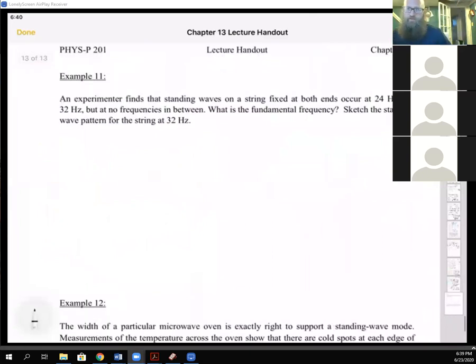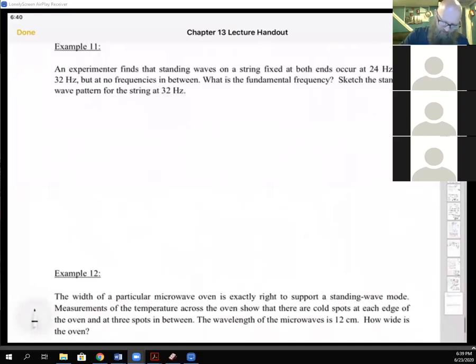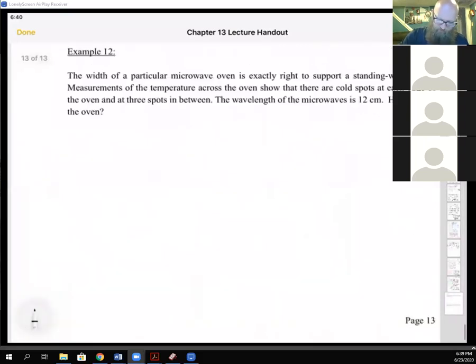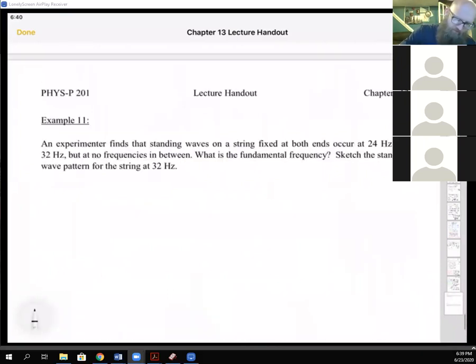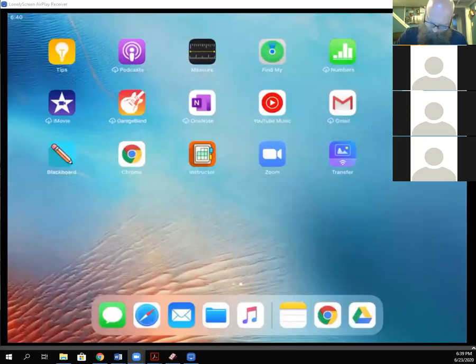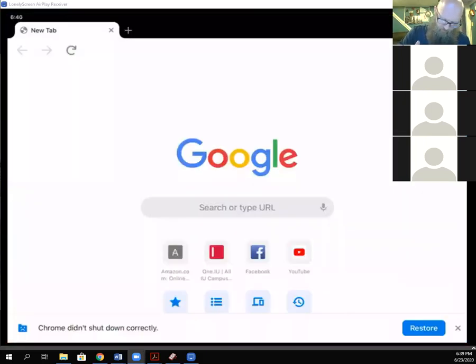I guess since I introduced that, let me introduce standing waves for a second, and that'll be a taste of what you can see in the videos if you haven't watched them. Otherwise, the rest of these examples are pretty simple. So a standing wave, and again, this will not take very long. Let me go back to this. Oh, Chrome didn't shut down correctly. That's fine.